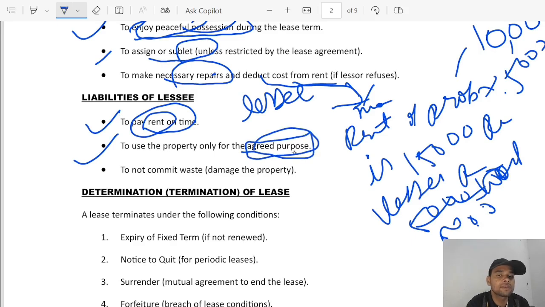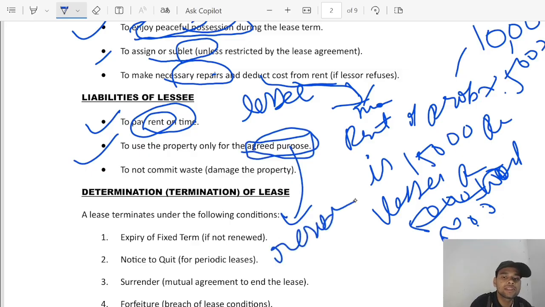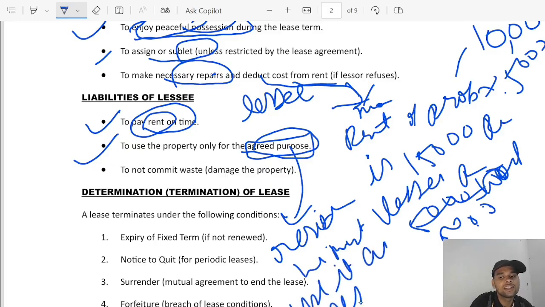What does this agreed purpose mean? It means if a property is for residential purpose, then he must use it for residential purpose only, not for commercial purpose. If it is used for commercial purpose, then the lessor is free to take any action against the lessee.